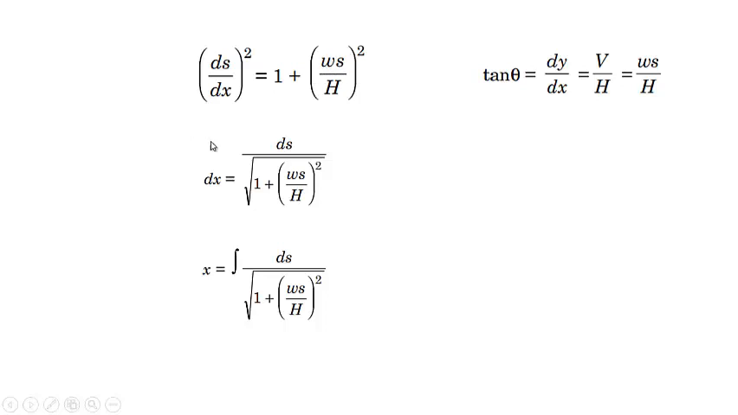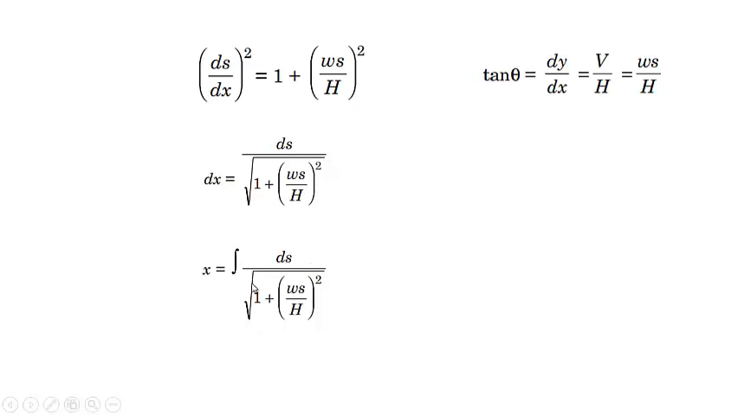Now separating dx and ds, you'll see that ds by dx is equal to square root of 1 plus ws by h whole square, and then dx is taken to the right, and ds is divided by the square root of this. That means dx will be equal to ds divided by square root of 1 plus ws by h whole square. So x will be equal to the integral of ds divided by square root of 1 plus ws by h whole square. This we get from integrating this equation.